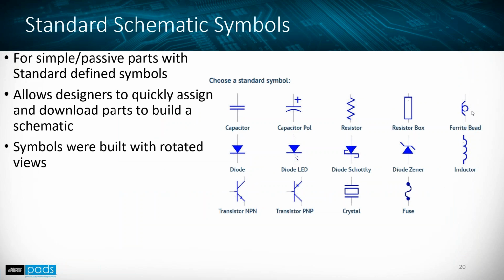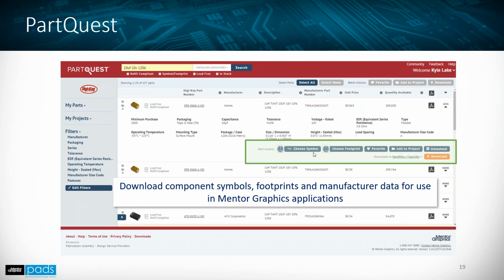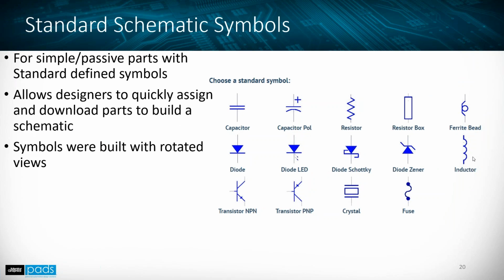Here are some of the standard schematic symbols that we are available to download on discrete components. If you want to choose something just generic, I'm able to click on the choose symbol box that you see right here, and that will allow me to specify a standard discrete type or active transistor schematic symbol.